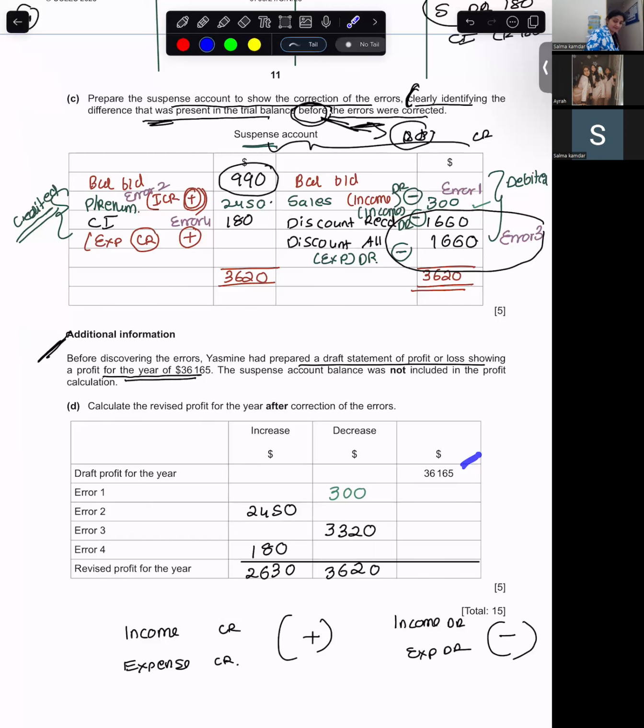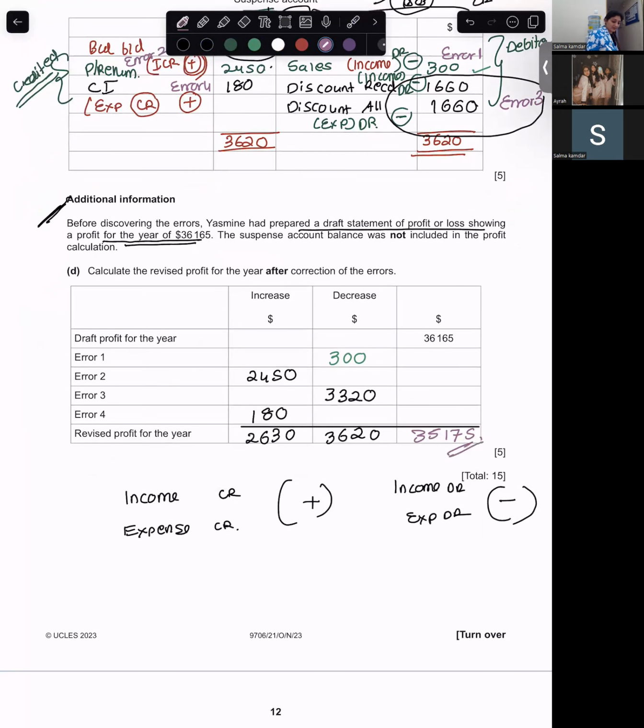So your original profit will be 36,165 plus 2630 minus 3620. So it will be how much? 35,175. Okay, so this is your revised profit. With this, we complete October, November 23, paper 21.